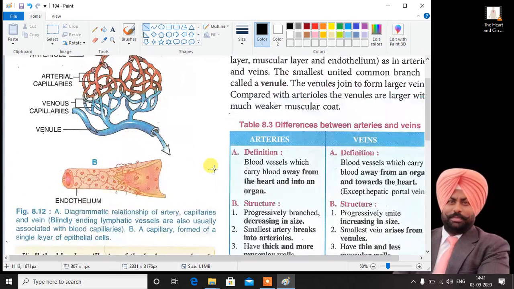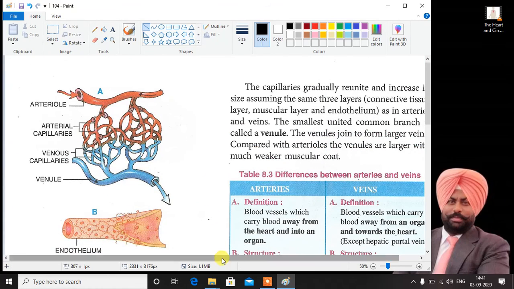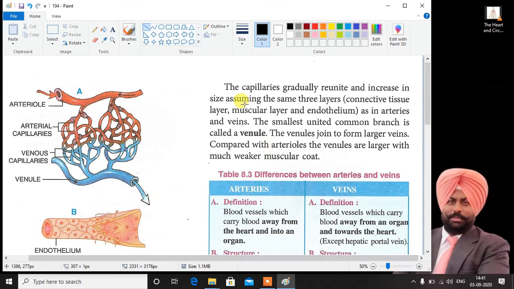Moving on further, these capillaries reunite again to form the blood vessels, which are called venules. These venules again unite and reunite to form the larger veins. Thus, the veins carry the blood towards the heart.